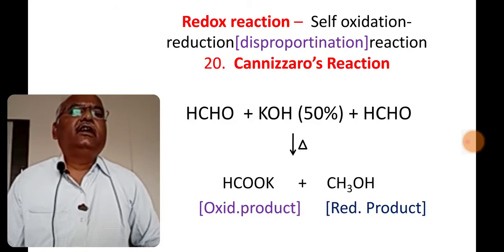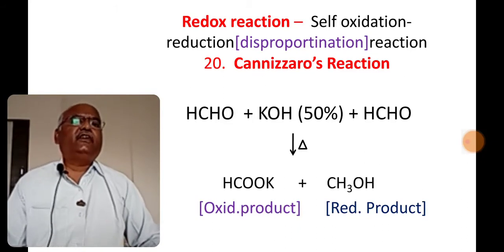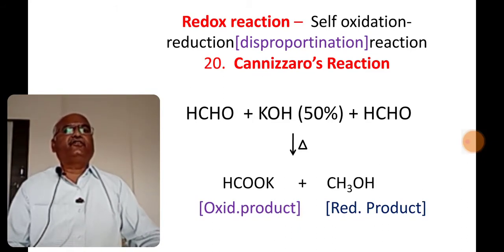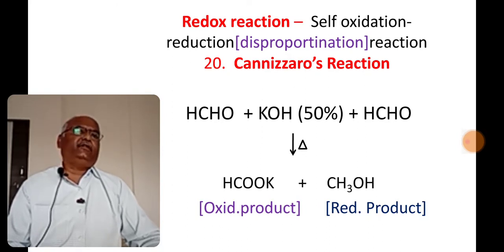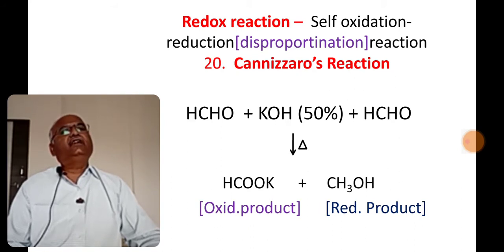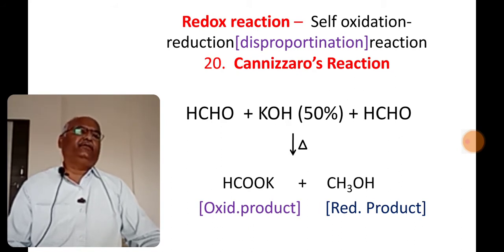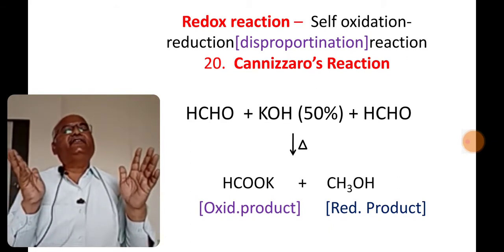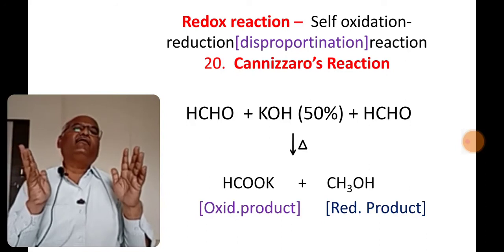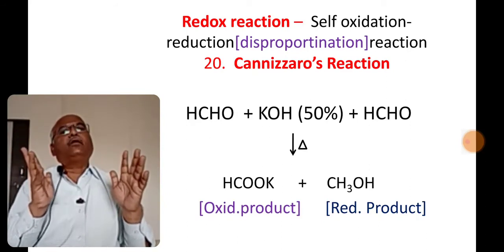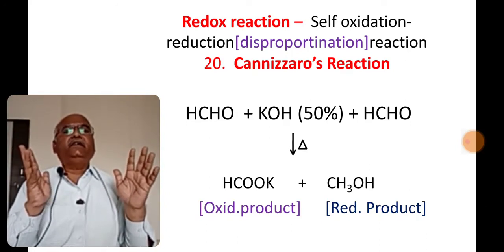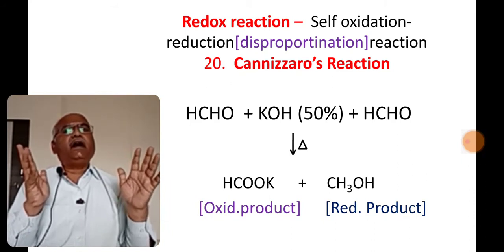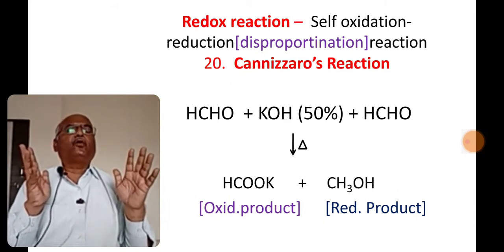Next reaction, redox reaction, self-oxidation reduction reaction, that is disproportionation reaction. The name of the reaction is Cannizzaro reaction. This reaction is given by those aldehydes having no alpha hydrogen atom. Formaldehyde and benzaldehyde do not contain alpha hydrogen atom, therefore they undergo Cannizzaro reaction.